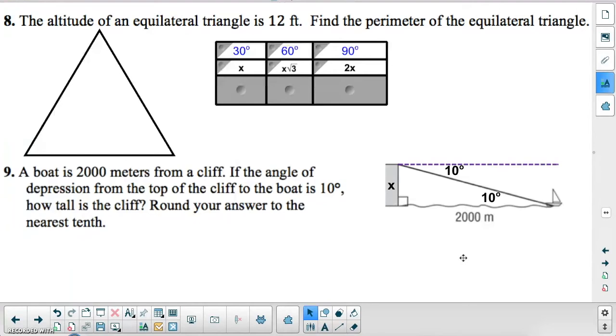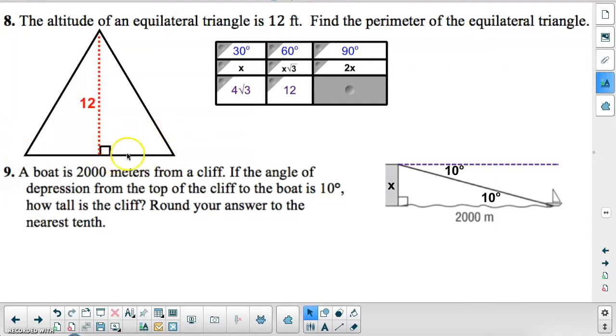On number 8, we have the altitude of an equilateral triangle is 12. So I have an equilateral triangle that I've drawn the altitude of, and I've labeled it as 12. Find the perimeter of the equilateral triangle. We know that in an equilateral triangle, when the altitude is drawn, it creates two 30, 60, 90 triangles. Across from the 60 is that altitude. So we know our altitude, or our x root 3 piece, is 12. To get x from that, we have to divide out root 3. So we'll end up having to rationalize that denominator and get 4 root 3.